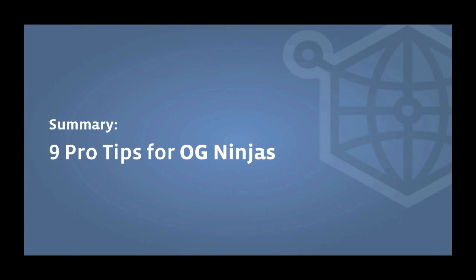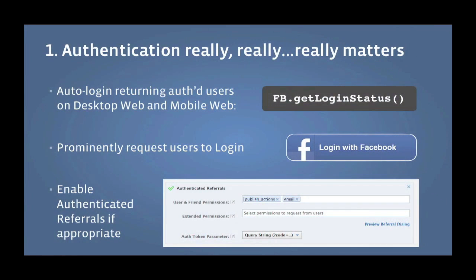What I want to do next is just give you a few tips to think about when you're building your application against the Open Graph. So the first one is authentication. And authentication really, really matters. You can't publish actions unless a user is authenticated and a user has given you the publish actions permission. What's important about this is you need to build authentication into every single one of your application's versions.